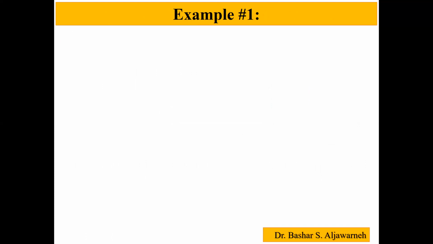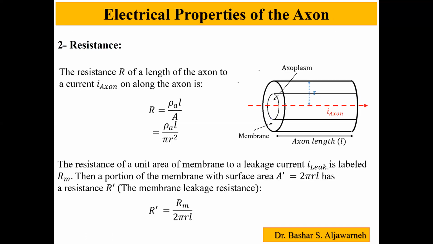Let me remind you with the following. Here we are talking about three different resistances. The axoplasm resistance, or the resistance along the axoplasm, which is R; the resistance of a unit area of membrane to the leakage current, which is R sub M; and the membrane leakage resistance, which is R prime. And you need to know the difference between each one.